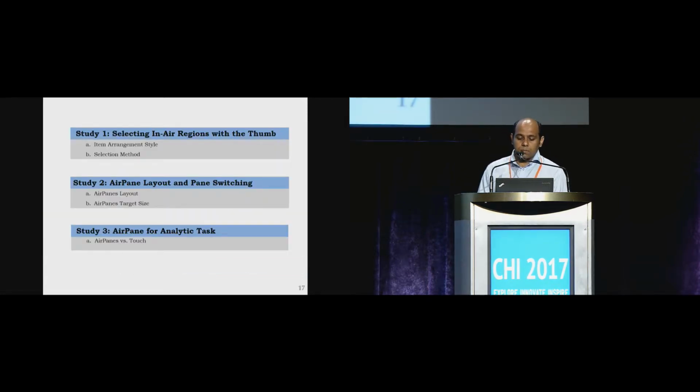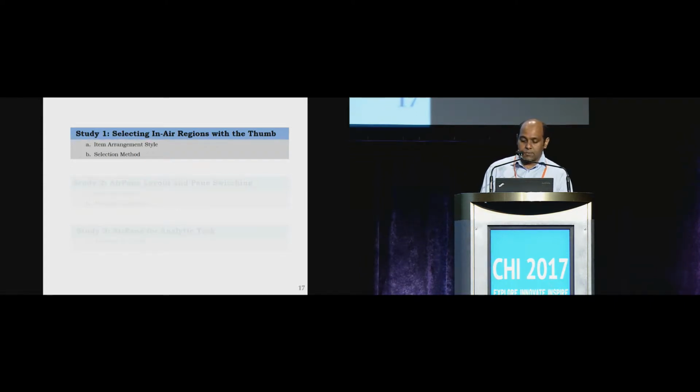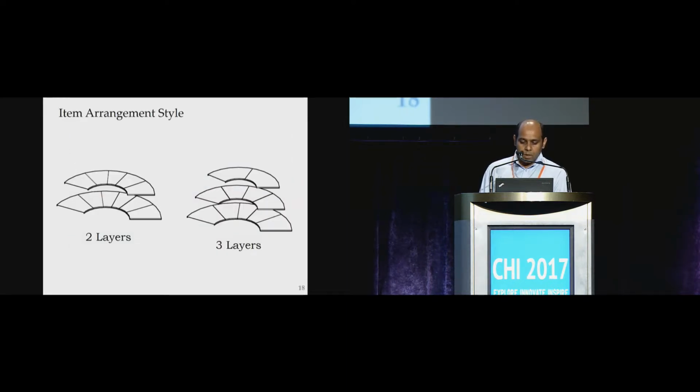So next we conducted a series of studies to answer how to design the media space, or how to use the media space for designing applications that require users to interact with multiple panes. In the first study, we explored where to arrange items within this accessible space, and different methods to select items that are located in that space.